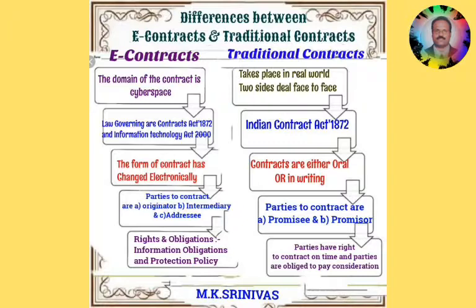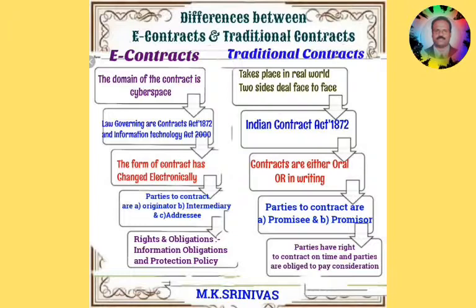In e-contracts, the domain of the contract is cyberspace. In a traditional contract, it takes place in the real world, a two-sided deal face to face. The laws governing e-contracts are the Contract Act 1872 and the Information Technology Act 2000, whereas the Indian Contract Act 1872 is applicable to traditional contracts. In e-contracts, the form of the contract has changed to electronic. Traditional contracts are either oral or in writing. In e-contracts, the parties are the originator, the intermediary and the addressee. In traditional contracts, the parties are the promisee and promisor.